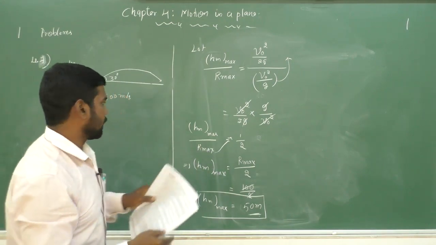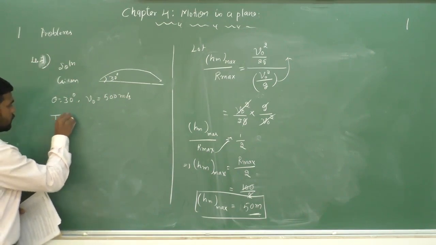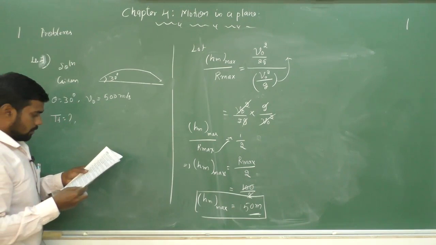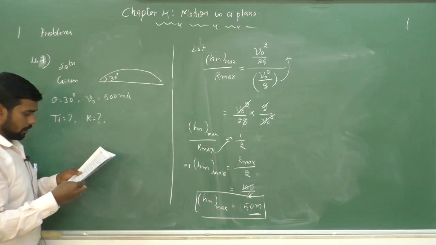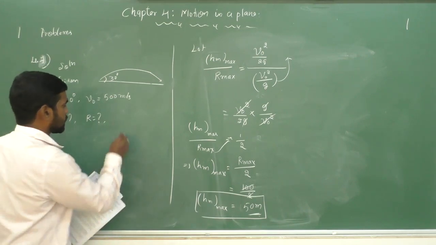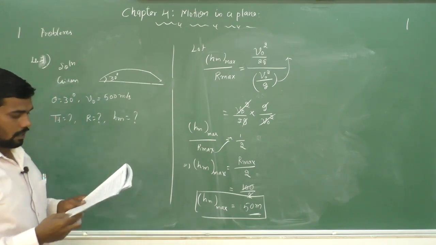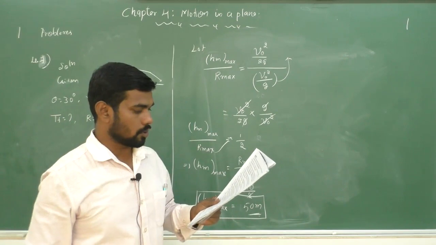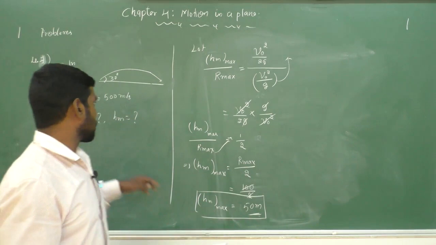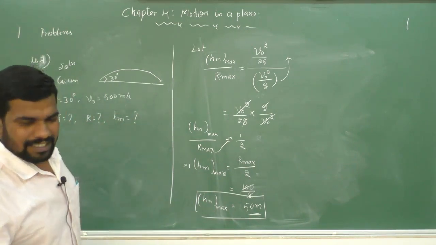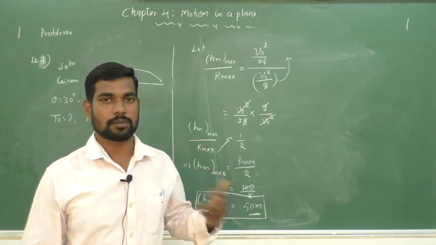We need to find out the time of flight, TF. Then the horizontal range, capital R. Then the maximum height reached, H M. Directly they have given that a missile is projected with an angle 30 degree and with initial velocity 500 meter per second. It is direct substitution: just take the formula and substitute the values, that's all.